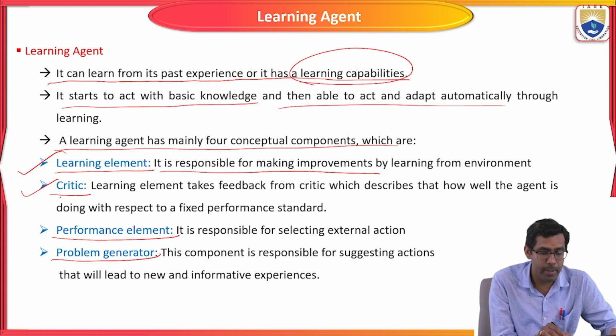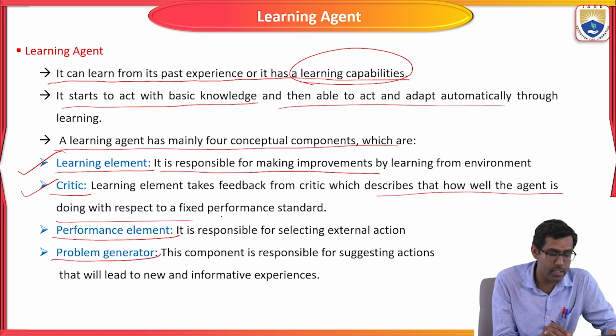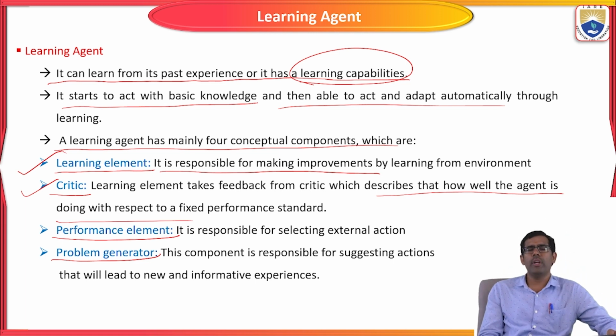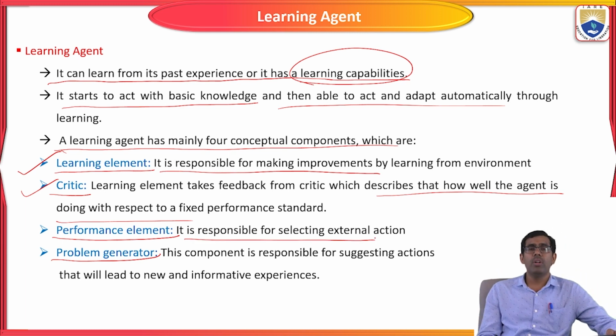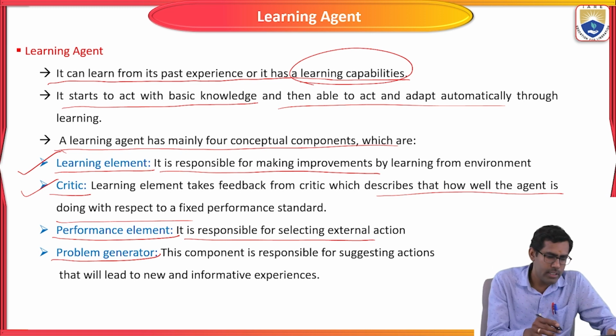The learning element takes feedback from the critic, which describes how well the agent is doing with respect to the fixed performance standard. So I'm going to learn from my past. That is a critic. The performance element is responsible for selecting the external action. I have taken the previous feedback, and based on that, I'm going to take some actions. So what I learn from my past, then the actions I take based on the feedback, that is a performance element.